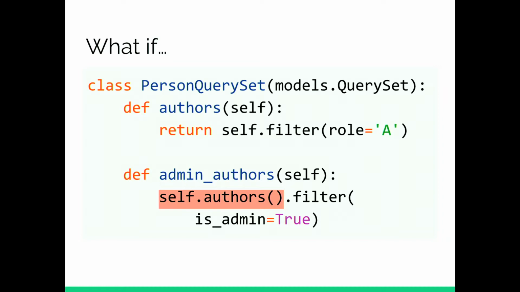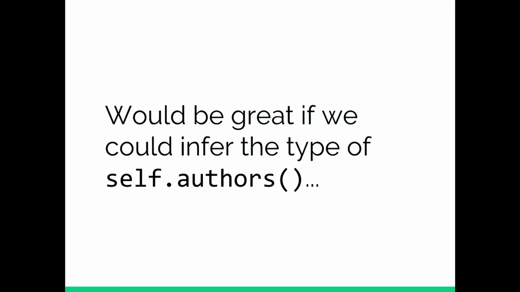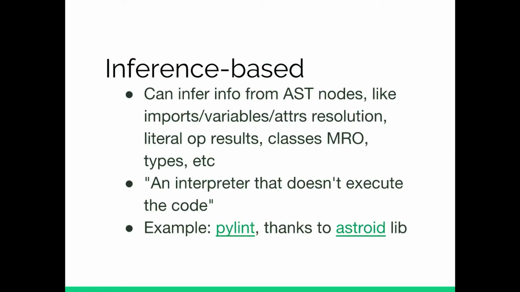So this is more difficult, because we have to do some inference here. We need to detect that self.authors returns a query set, and if a call over a query set also returns a query set, then we need to return it again. This is more difficult, and our code can't detect that. It would be great if we could infer the type of the self.authors call. And actually we can. We can with inference-based static analysis.